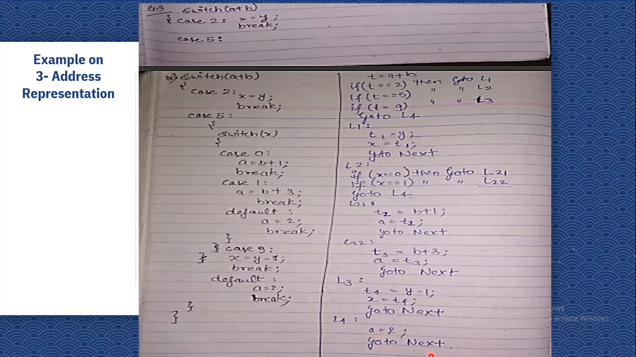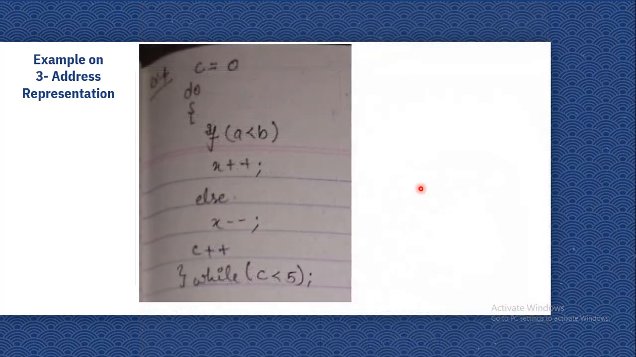These kinds of questions you will get in your examination, like convert this statement to the three address statement. You can use labels, go to and if statements to solve this kind of question. This is an assignment for you. You can do this. I am giving you a time of 2 minutes to convert this statement to the three address statement. You can do it by yourself.